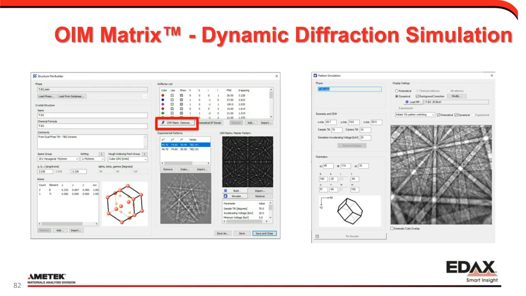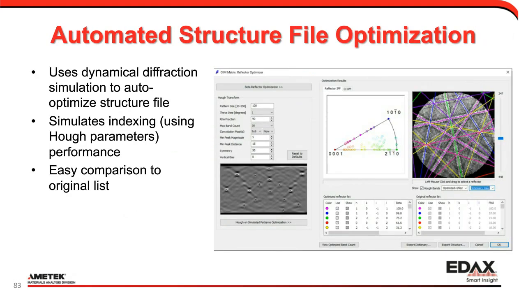And so on the left there is where we then put the crystallography. So we give it a name. We put the composition. We select the space group. We select the point group symmetry. We enter the lattice parameters. We enter the atomic positions. When we do that, it uses symmetry to show our equivalent positions. So that's an area that makes it easier. And then once we have that information, we can hit the optimize button that allows us to come to our next page here, which will run through and use these dynamical diffraction simulations to auto-optimize the structure file.